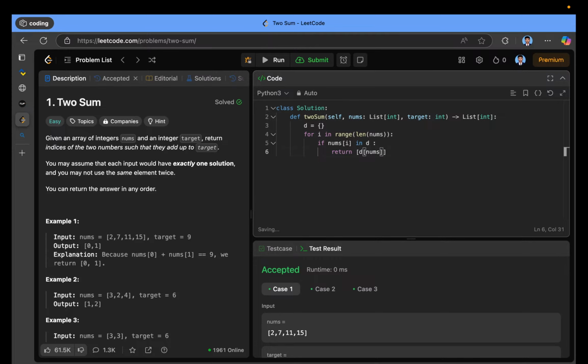To comes i, i, and this should be d of i. The dictionary just contains the number, whatever the value is, as the key and its index as the value. By this way I think you can understand it.